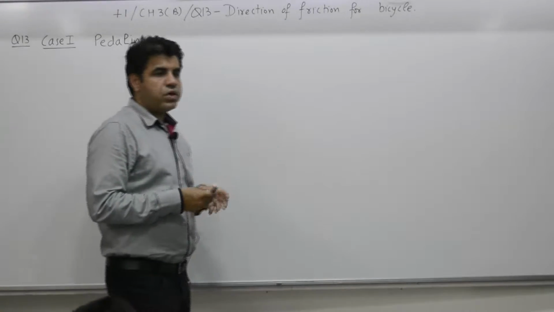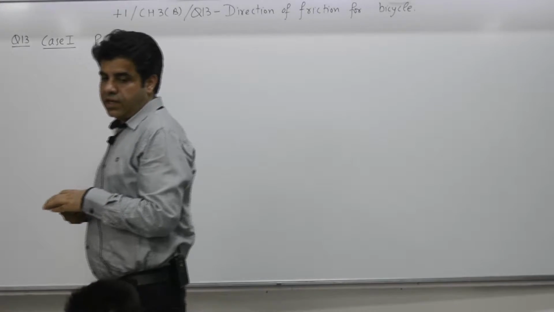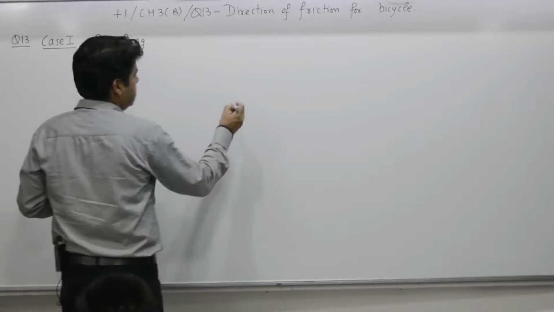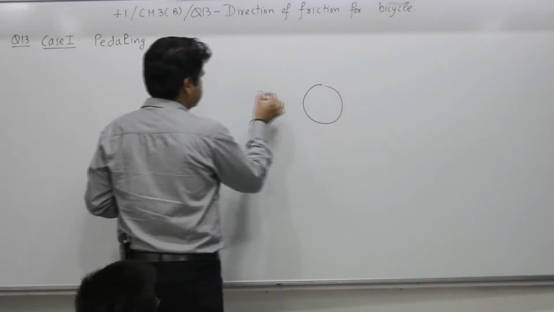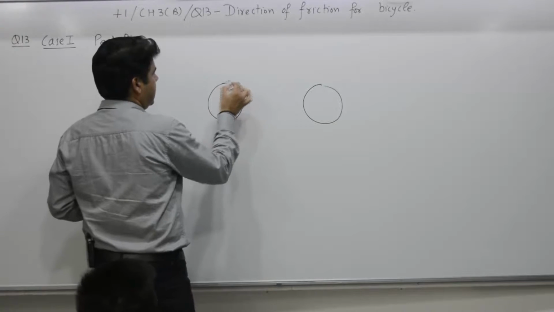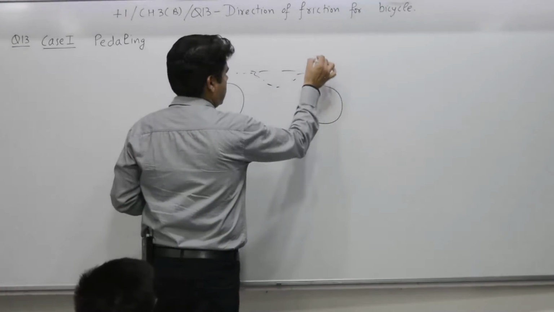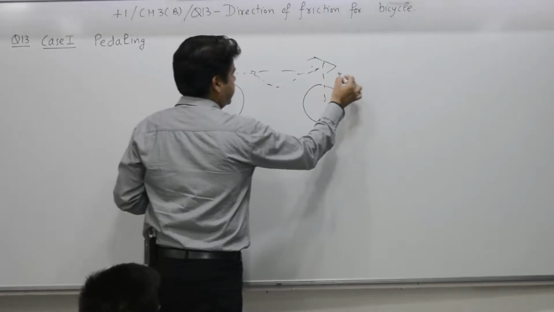Question number 13 deals with what? Direction of friction for a bicycle. So, for a bicycle, case number 1 is a cycle. It is moving towards right.